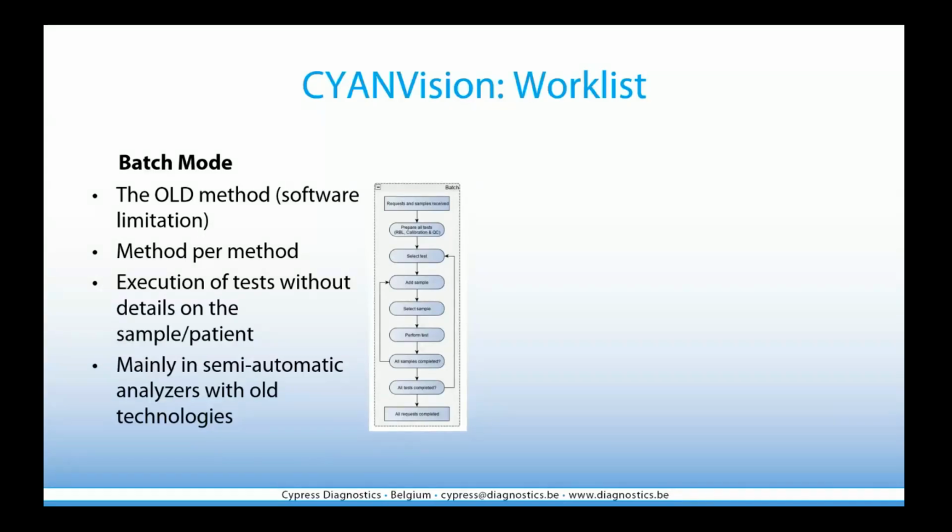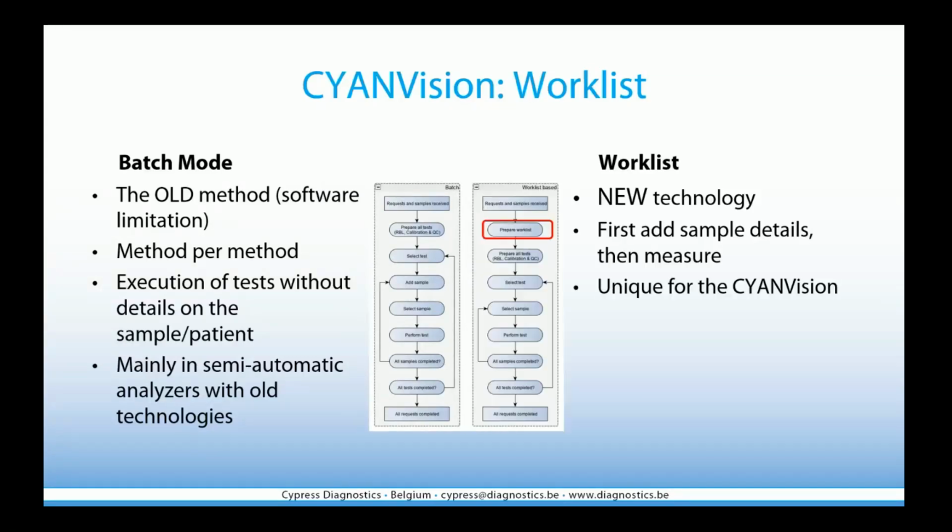introduced in semi-automatic analyzers. However, we do, and you see it in the red square, we add an additional step. We have added this new technology so that you can first add the sample details and then measure. This is unique for the CYANVision, it's unique for the semi-automated analyzers on the market, but it will organize and it will save you time.